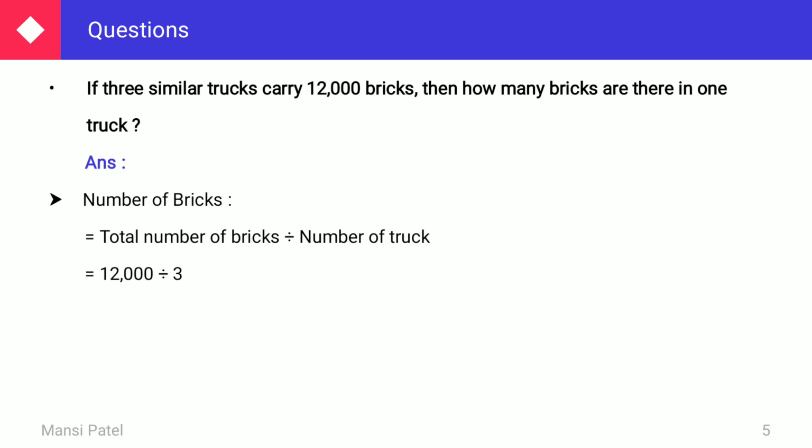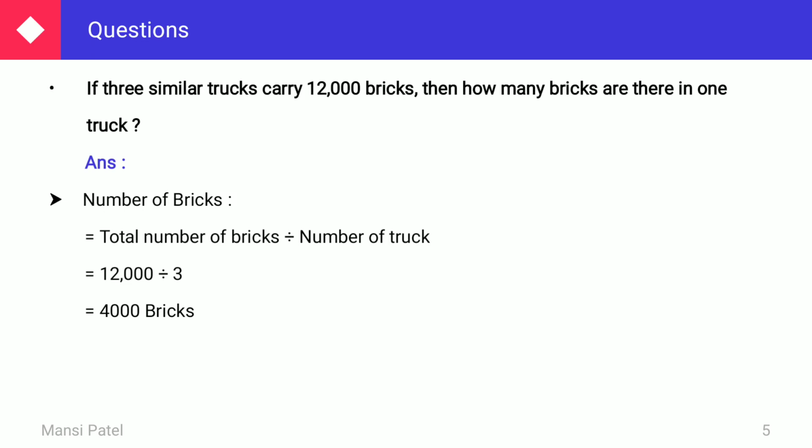Now what you have to do? Just do the division of 12 divided by 3. So 12 divided by 3 is equal to 4. And the last three zeros you have to put as they are. So 4,000 bricks. So we can say that in one truck 4,000 bricks are there.